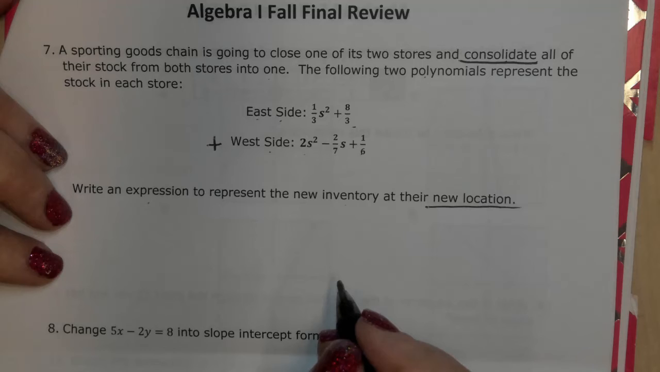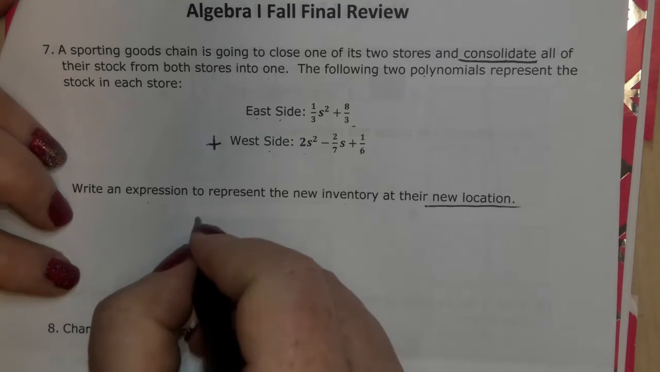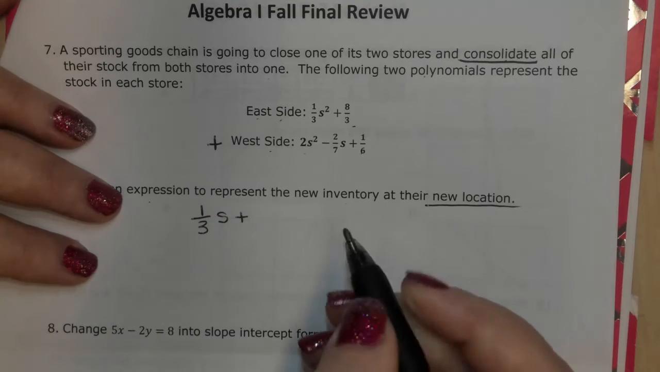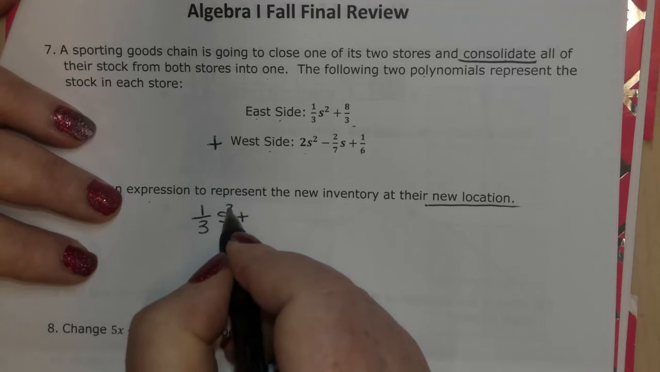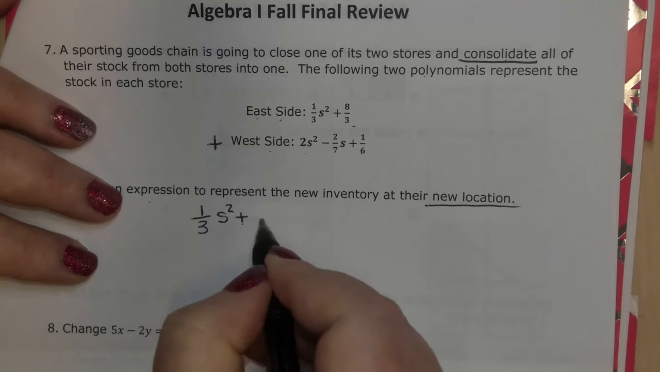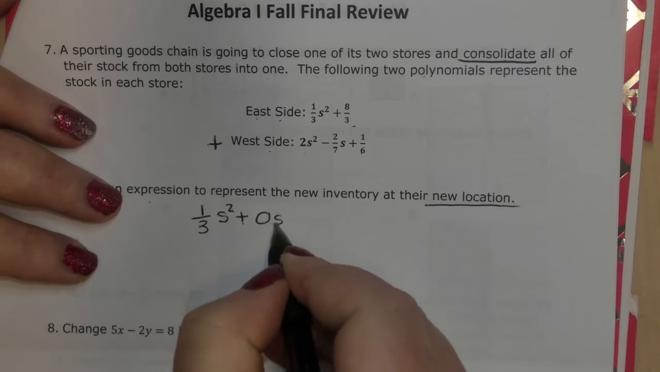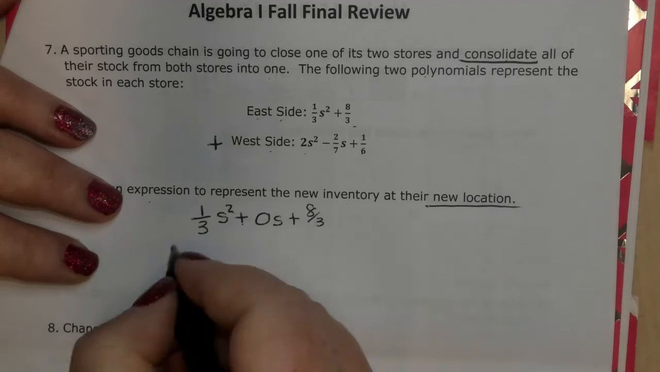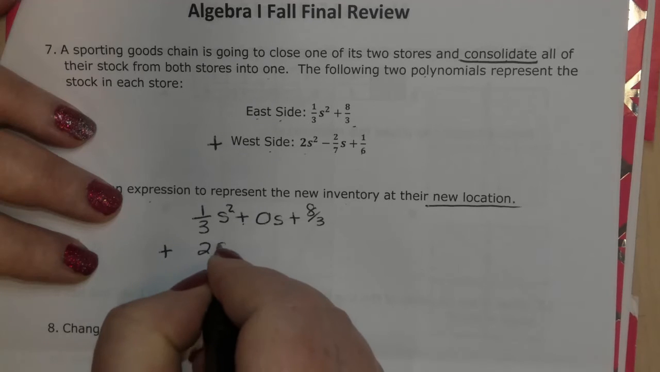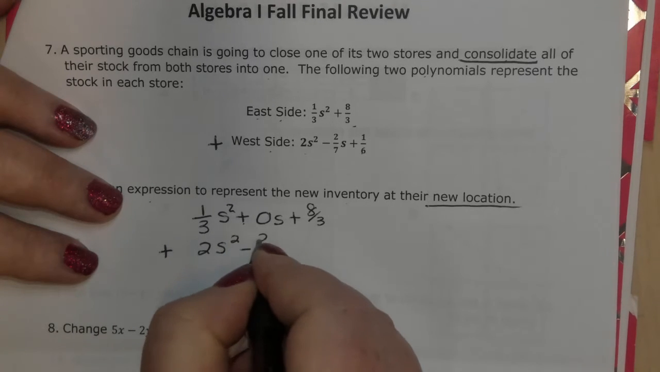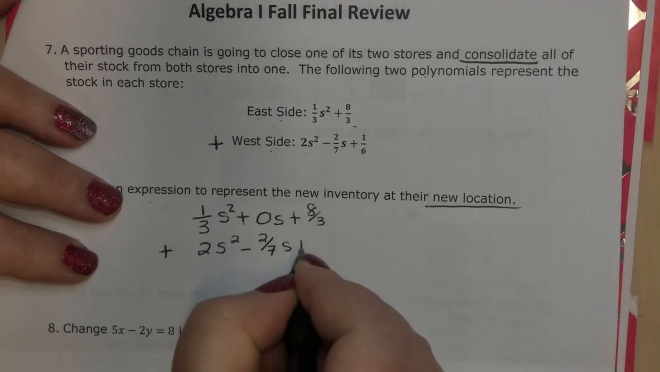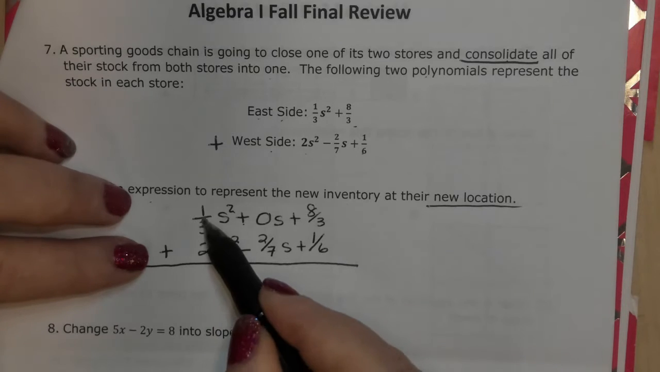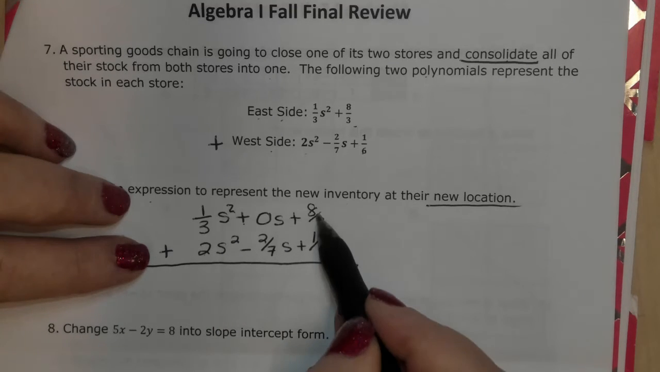There's a couple ways you can do it. You can do it vertically or horizontally. I kind of like the horizontal method because you line stuff up. So the East Side store, 1/3 s squared plus, there's no s term here, so you can put a 0 there as a placeholder. That's your first one, plus there you go.